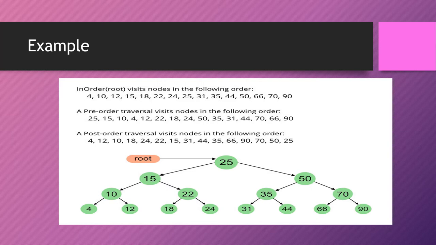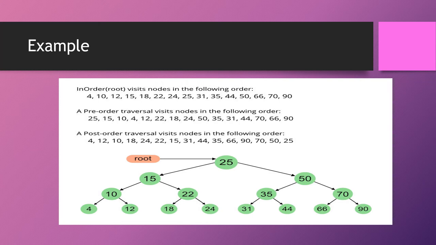Next it visits 15. After 15, the unvisited left node is 18. After the left node, it visits the root node 22. After that the right node, that is 24. Again, it visits 15, but 15 is already taken, so it goes to 25.